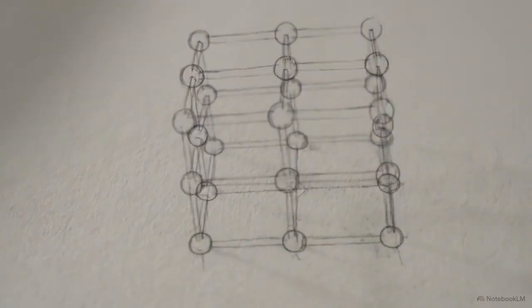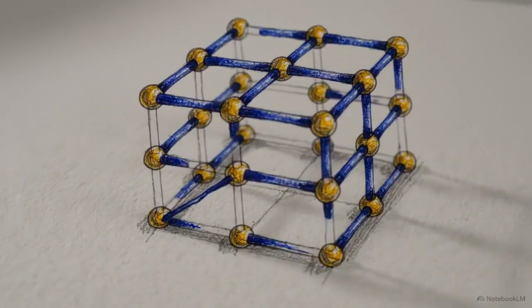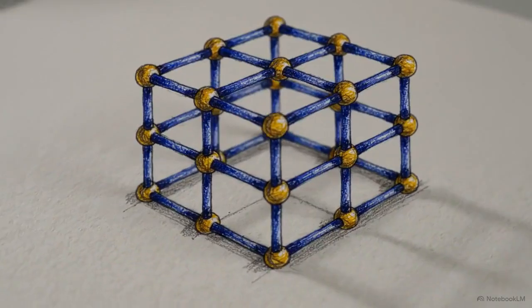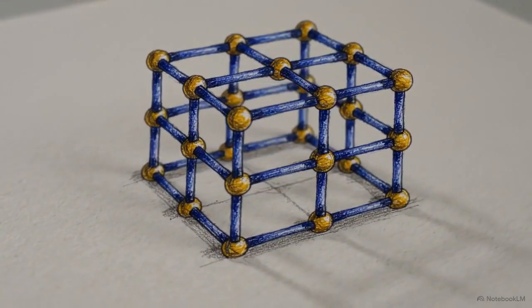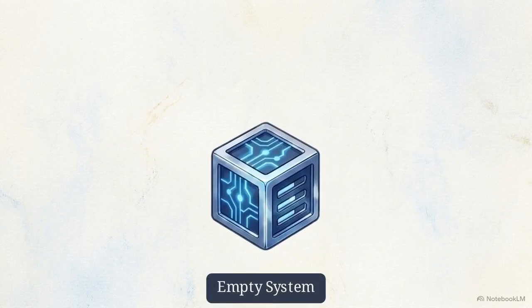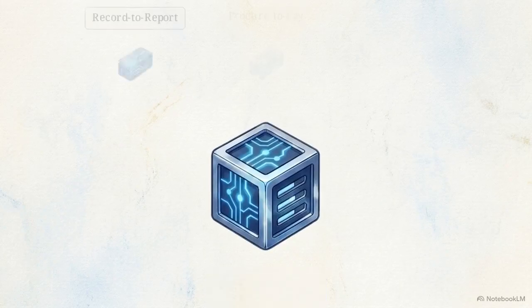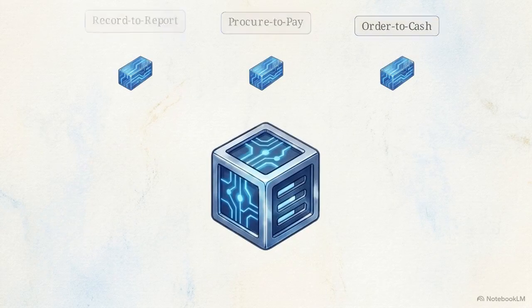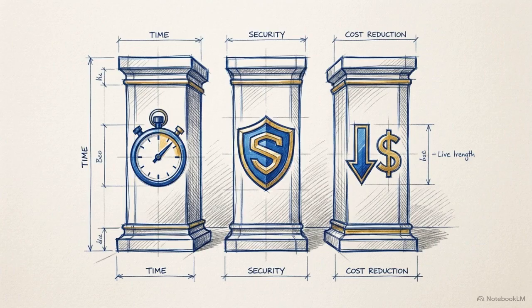Imagine a complex structure building itself perfectly from the ground up. That is the core concept behind SAP Best Practices. Instead of starting an S/4HANA implementation from an empty system, companies can deploy standard, pre-configured business processes right out of the box. This pre-configured approach is designed to accelerate deployment time, minimize project risk, and lower overall costs.